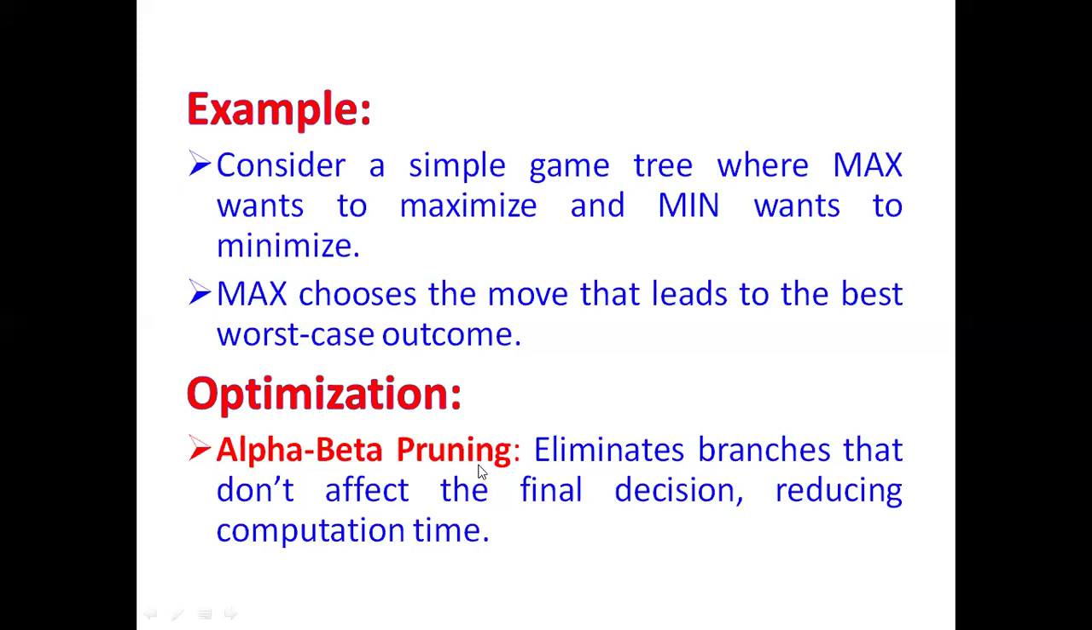To improve efficiency, the alpha-beta pruning technique is used. This optimization method eliminates branches in the game tree that do not influence the final decision, reducing the computational complexity and making the search process significantly faster. We'll see this later.